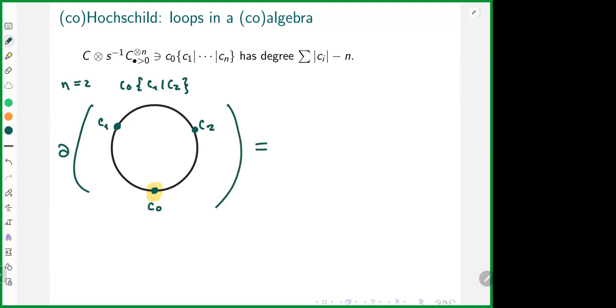Well, this should be all the ways that I can apply, for example, D of the coalgebra here on C0, and then the other ones stay the same. And then all the ways that I can apply D around my circle of elements of C. Notice that this indeed will decrease the degree by 1, but there's another way of decreasing the degree by 1, which is making n larger, which means making this list longer. And how can we do that?